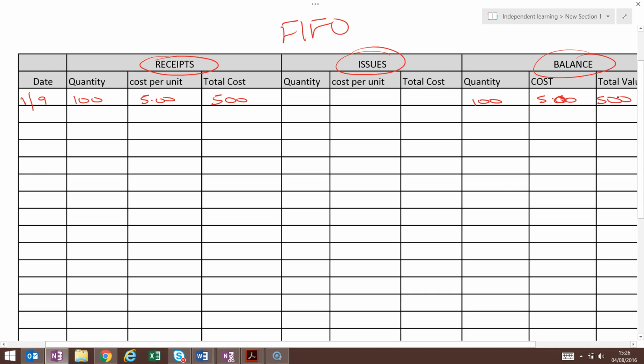Then on the 2nd of September, we issued 50. Now we're doing first in, first out. So the first items that we received, those are the ones we issue. So we only had one delivery, they came in at £5. So we will issue out at £5. That's £250. So in terms of the balance, we had 100, we've issued 50, so that means we've got 50 left. They were £5 each, so 50 at £5, £250.